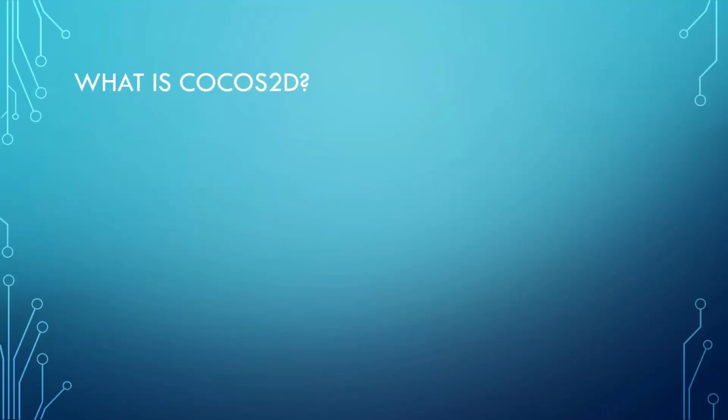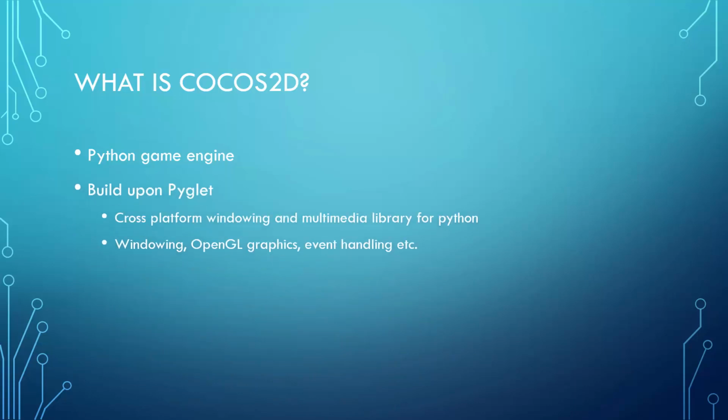So what is cocos2d? It's a Python game engine. It's built upon Pyglet, so it's a layer above Pyglet. And Pyglet is a cross-platform windowing and multimedia library for Python. It supports windowing, OpenGL graphics, user event handling, playing sounds and videos, etc.